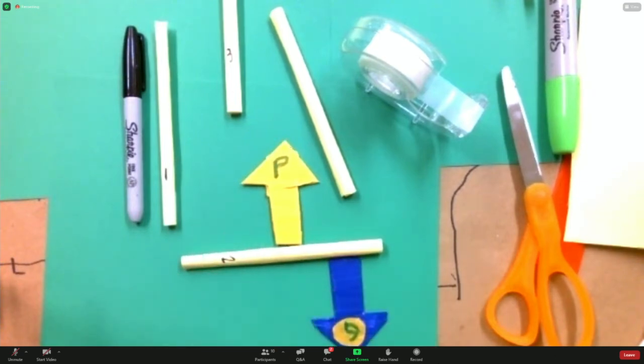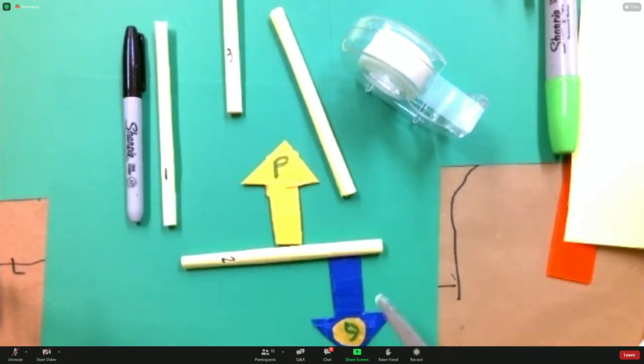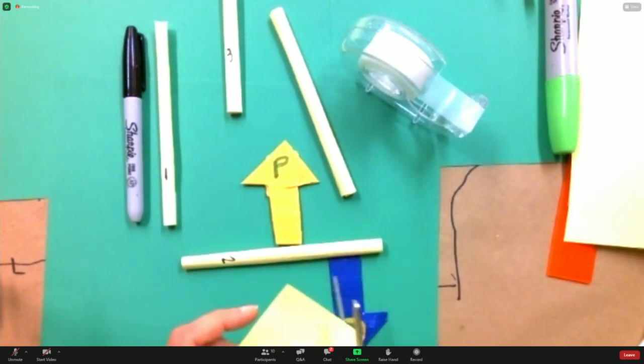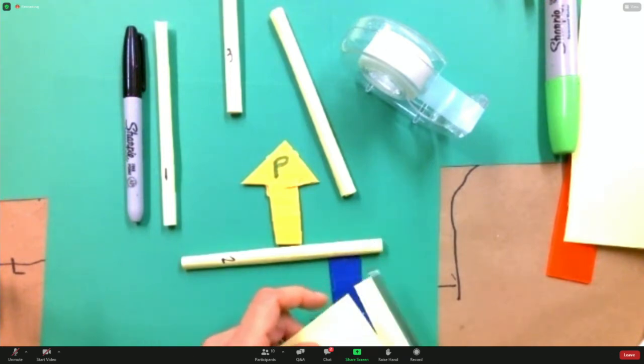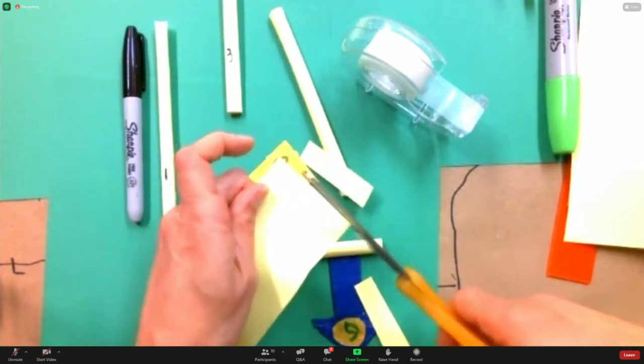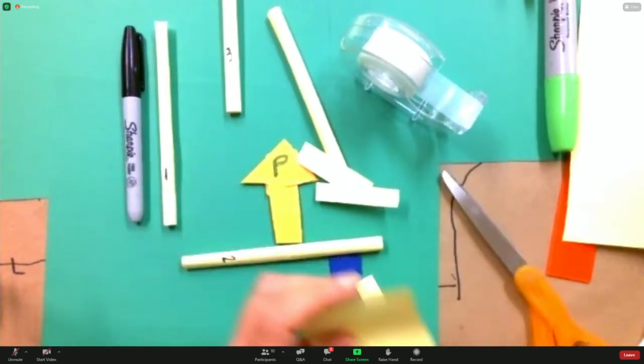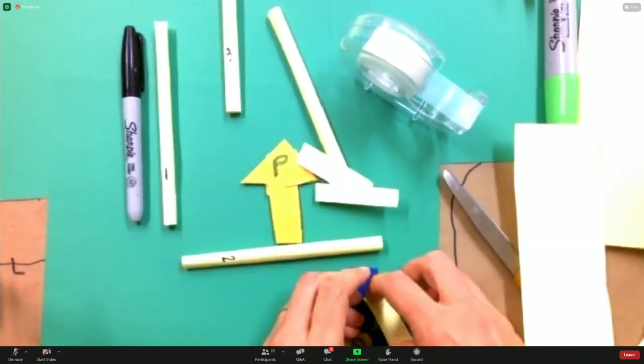So I'm going to separate that center of pressure from the center of gravity by moving the center of gravity up. That means I'm going to add more weight to this side. What I'm going to do is just cut a few strips of paper here, crumple them up, and stuff them in the front.